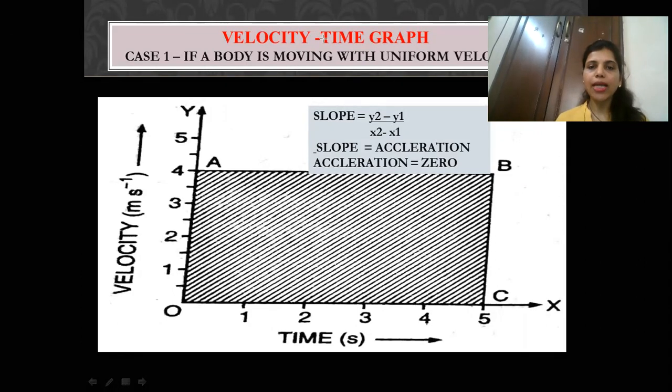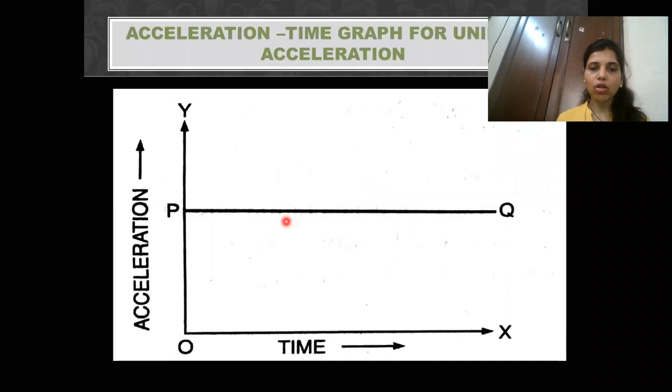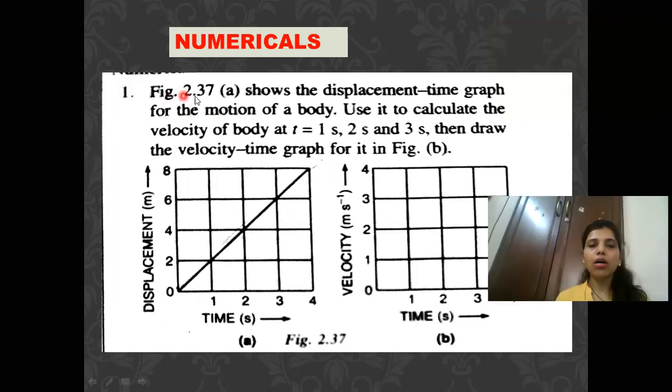So similar type example, you will see. Okay, I will be revising all the graphs before going to that. So let me just show you this question. Now, if you read the question, it says, the figure shows the displacement time graph for the motion of a body. Use it to calculate the velocity of the body at t is equal to 1 second, 2 second, 3 second, and draw the velocity time graph for it.